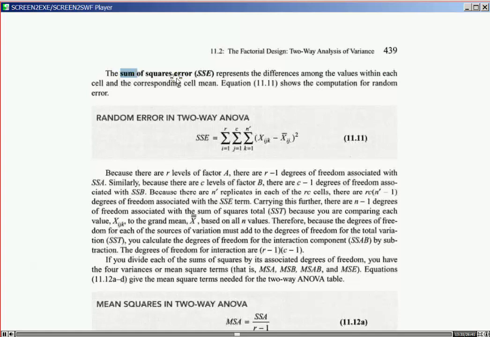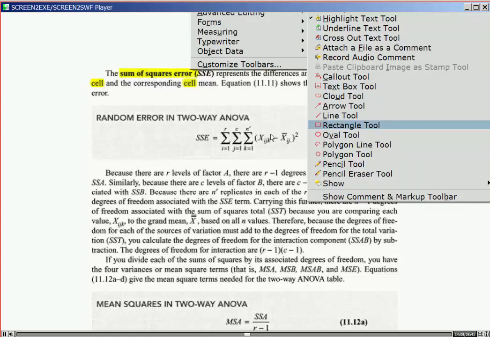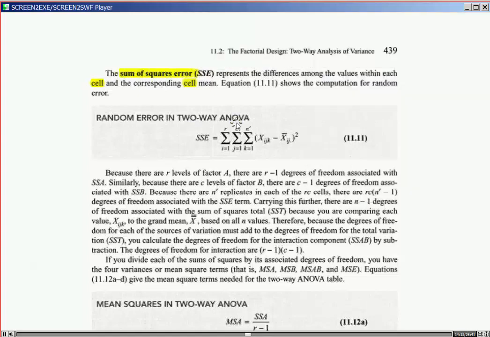And here's the sum of squares error, SSE. SSE represents the differences among the values within each cell. They keep talking about cells now. That'll be a group within each cell and the corresponding cell mean. All of a sudden the word cell is very actively used here. Equation 11.11 shows the computation for random errors. Well, here we are. They might as well call it the total error because they're taking into account every single value, every single data point we'll be dealing with.